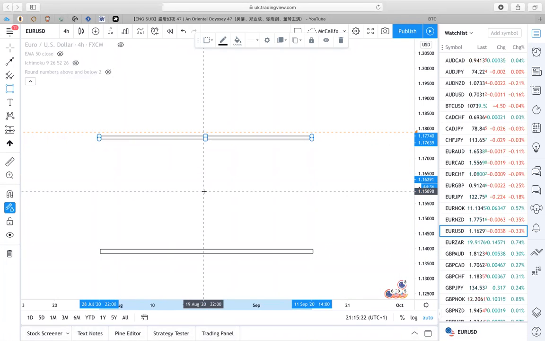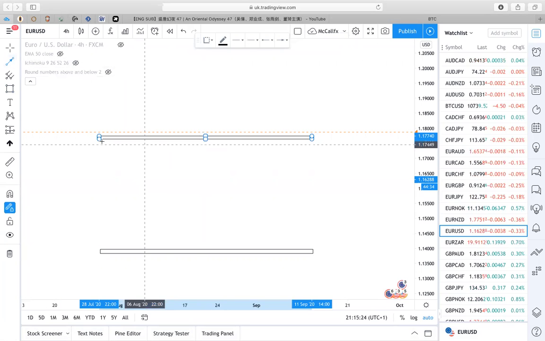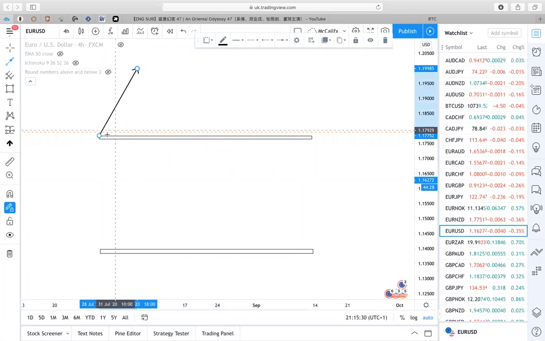Now, resistance and support, right? Before you could say this is your resistance, right? You need to know where price is at. So if price is on top of this line, then obviously this line is not going to be your what? Your support level. This line is not going to be your resistance. This line is going to be your support level.